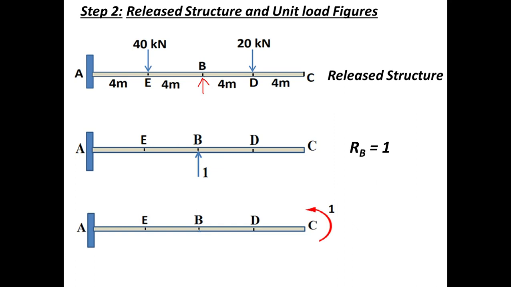Similarly, the second unit load figure will be for moment at C. Since our second unknown at point C is a moment, we have to apply a unit moment at point C in the positive direction, meaning anti-clockwise. This is the third figure, MCB equal to 1. So the first figure is the released structure and the remaining 2 figures are called unit load figures. Once you draw these, we have to calculate the moments.